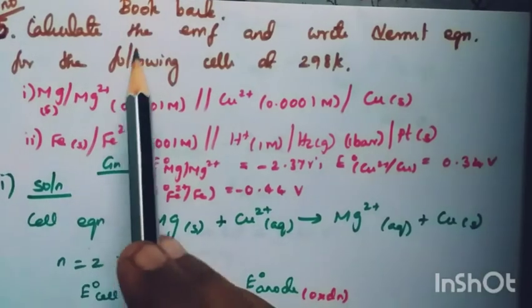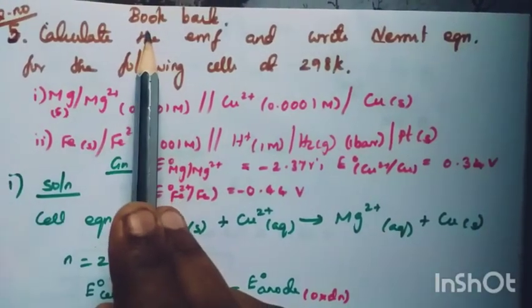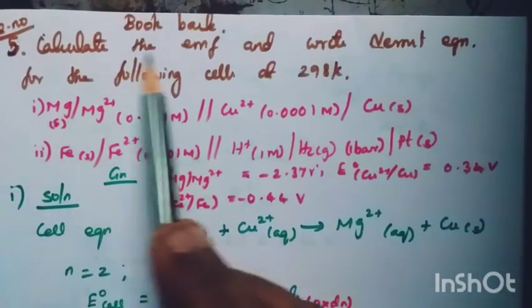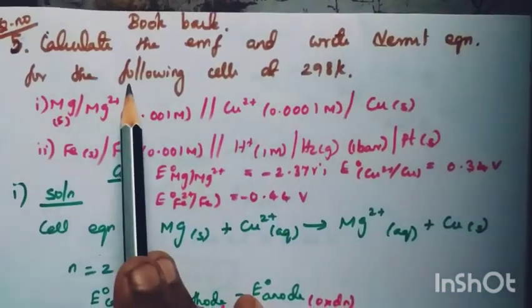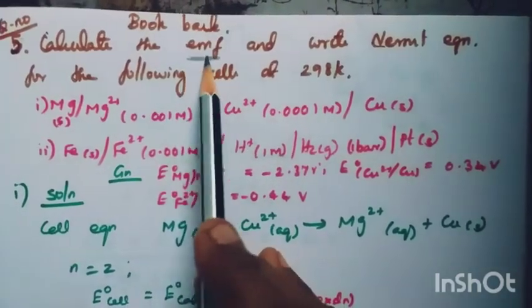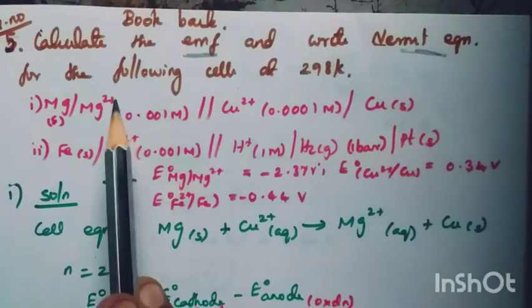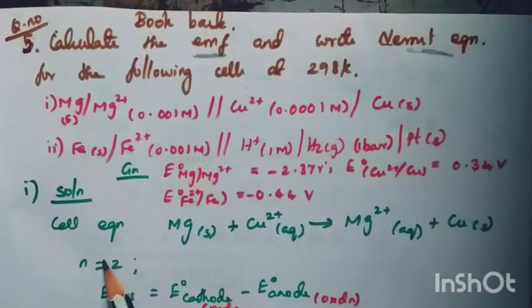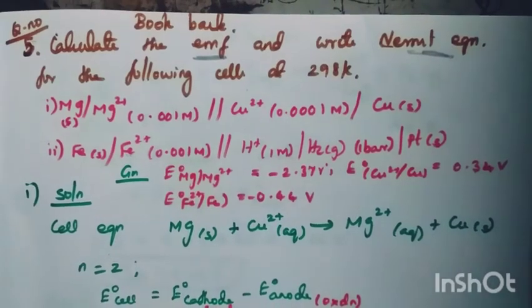In the next part, we are going to see the book back question related to the Nernst equation. That is question number 5. Calculate the EMF and write the Nernst equation for the following cell at 298 Kelvin. That is, we are going to calculate the EMF using the Nernst equation. Here, 4 problems are given. First 2 subdivisions, let us discuss. The remaining 2 are homework. You have to do that.